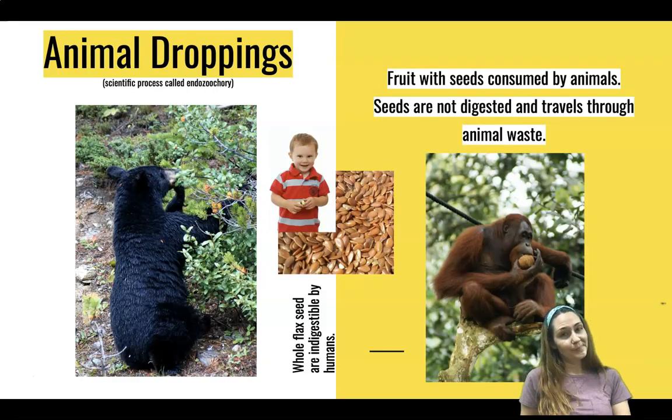Animal droppings. So, fruit and seeds consumed by animals, that's what it is. Seeds are not digested and travel through animal waste. So there's certain things that we can eat, seeds, but the seeds have a really hard shell or seed coat on them so that they can survive going through a digestive system. And when animals use the bathroom, which is outdoors, the seeds can be absorbed into the ground and reroot.